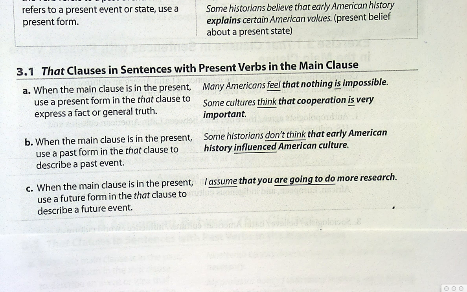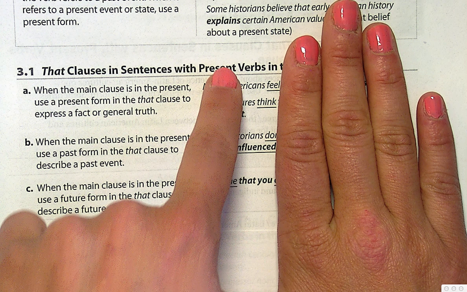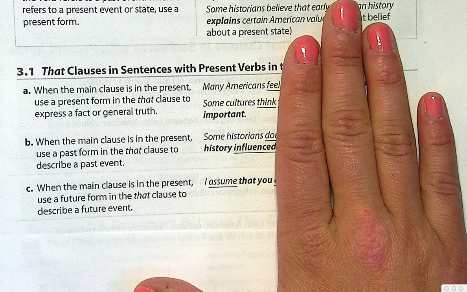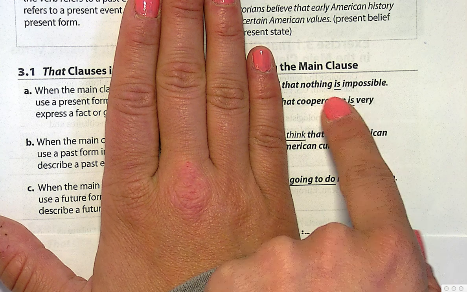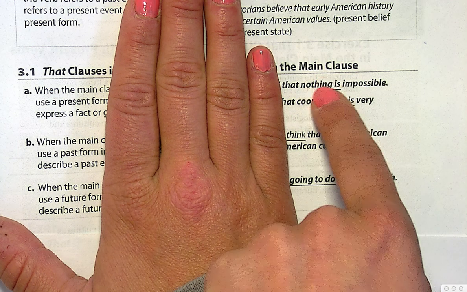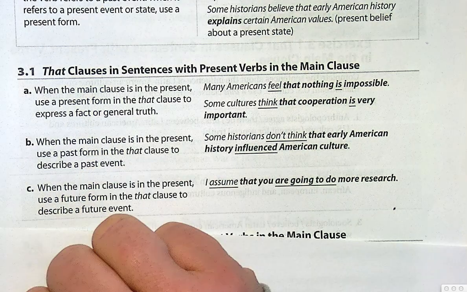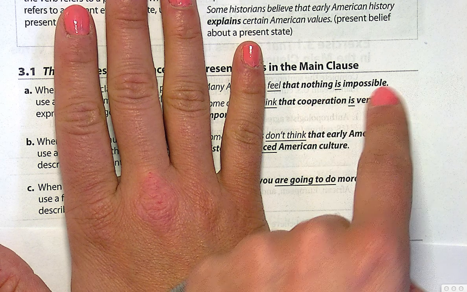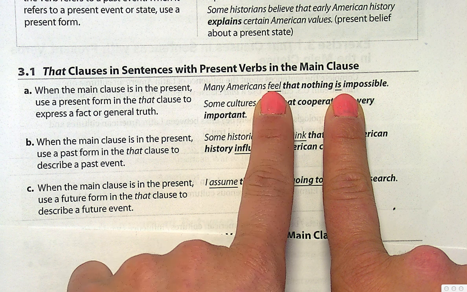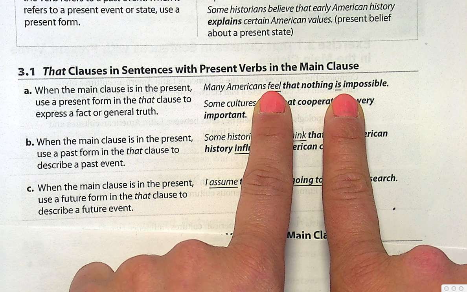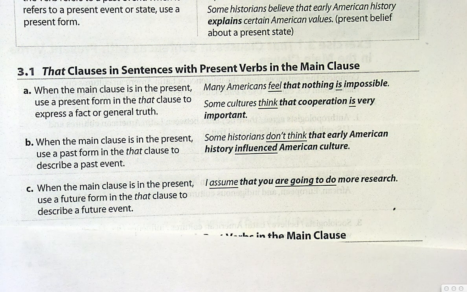So we're going to look at this sentence as 2 parts. Many Americans feel, or some cultures think, this part we are presenting as a fact. That's why we use the present tense. And then we can look at the second part of the sentence, that nothing is impossible. We are also presenting this as a fact, or that cooperation is very important. And we are presenting this information as a fact. So in this case, when we have present tense and present tense, we're presenting this part, many Americans feel something, or some cultures think something, and that something we are also presenting as a fact.